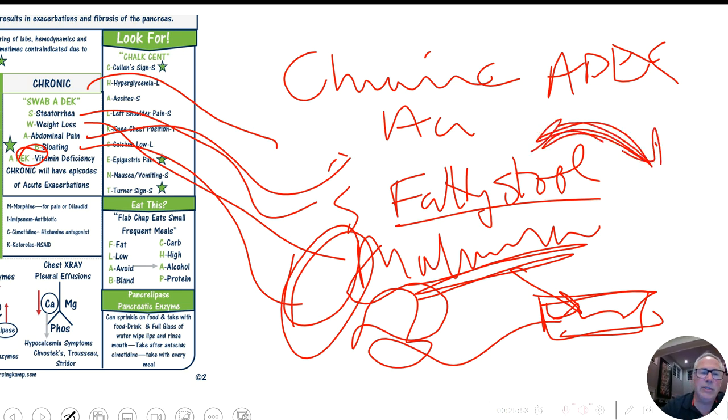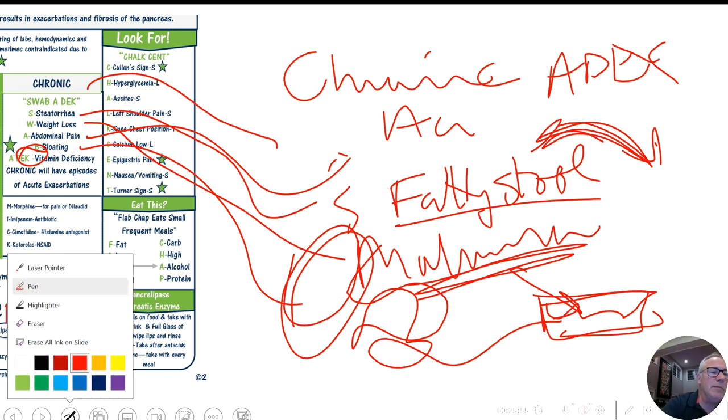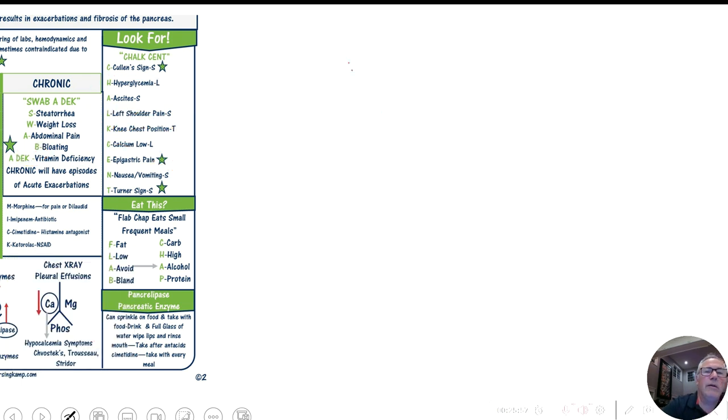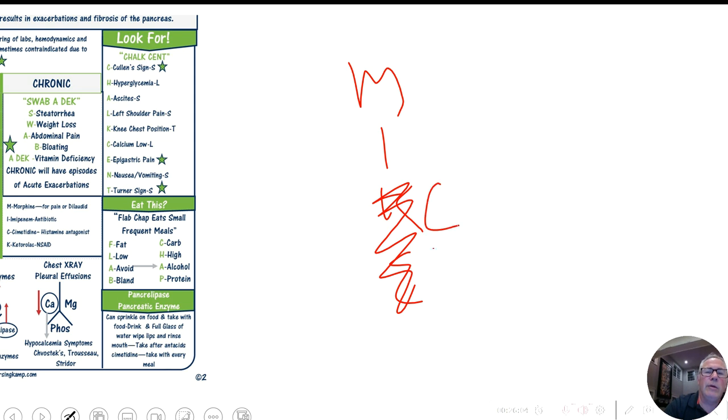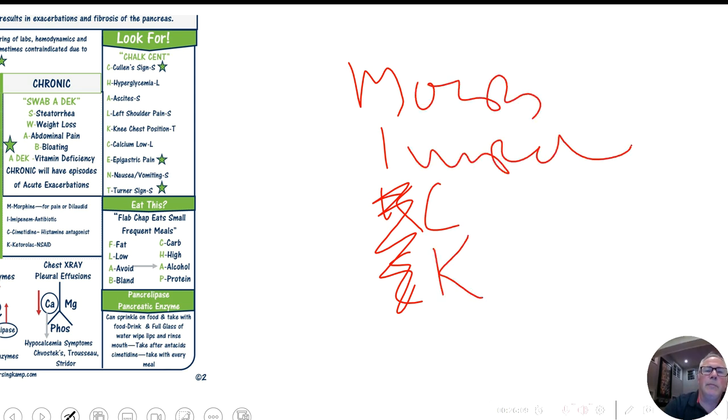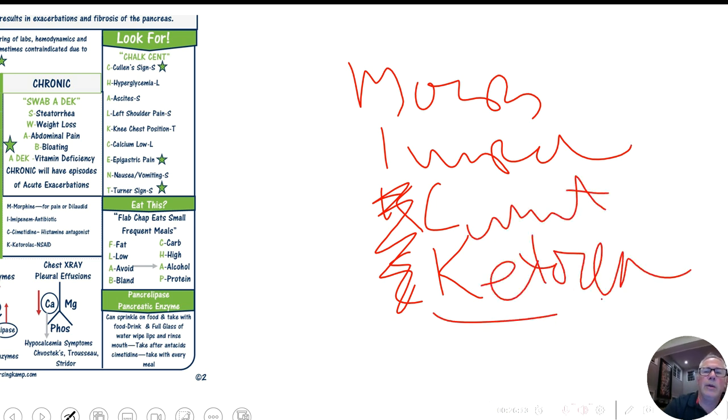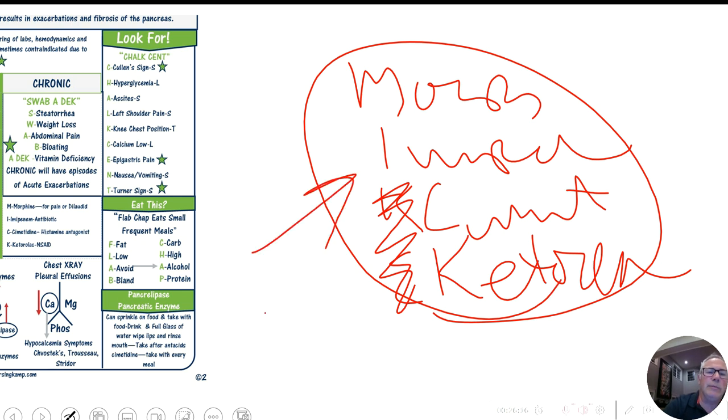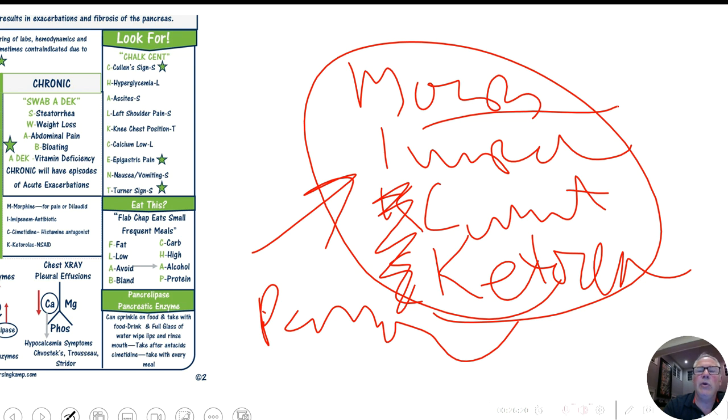All right, so some other things you have here is some meds that you give. You give MICK, sorry, used to be MIKE: morphine, imipenem, cimetidine, and ketorolac. MICK is to treat pancreatitis, and morphine for pain, but we also use Dilaudid. Imipenem is an antibiotic, that's if they become septic.